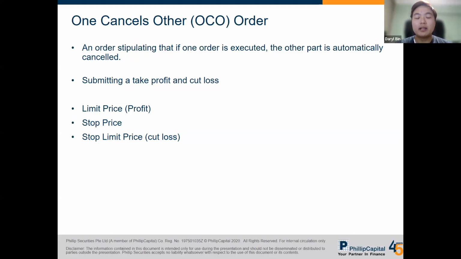How it works is that when you're already in a position, you can place your take profit and stop loss, such that when the market goes in your favor, you take profit, and if the market goes against you, you stop loss. When one order is executed, it will cancel the other. So if you take profit, your stop price and stop limit price will be cancelled. If you hit your stop loss, then your limit price will be cancelled.